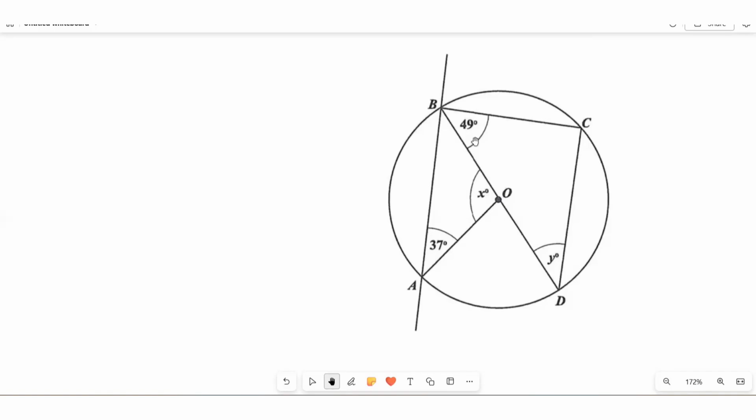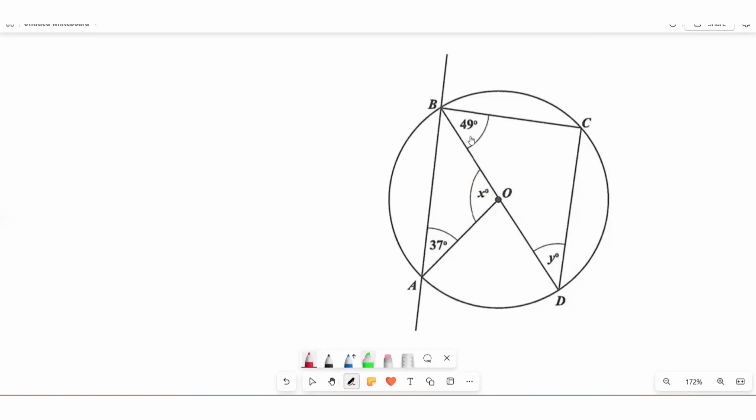Today we're actually looking at a circle theorem question. We only have two questions here. One, we want to find the value of x, and secondly, we're going to find the value of y. Now, let's focus on the x.